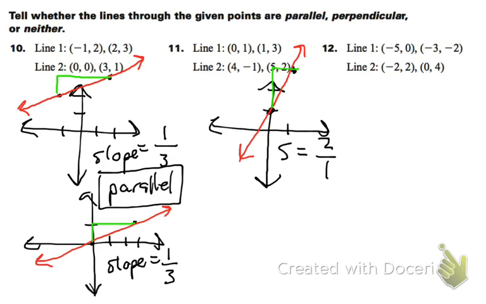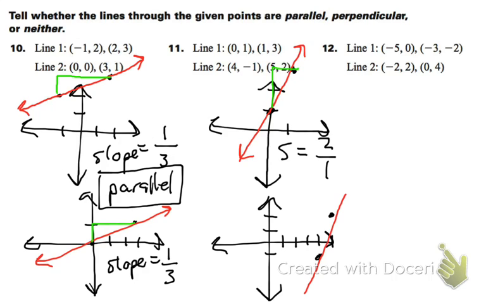And let's graph the other line. And the other line, let's see here, has a point 4, negative 1, so over 1, 2, 3, 4, and then down 1. So there's 1 point right there. And then the other one is over by 5 and up by 2, so over by 1, 2, 3, 4, 5, and then up by 2. So on 2, right there, and so then we get a line going through those.